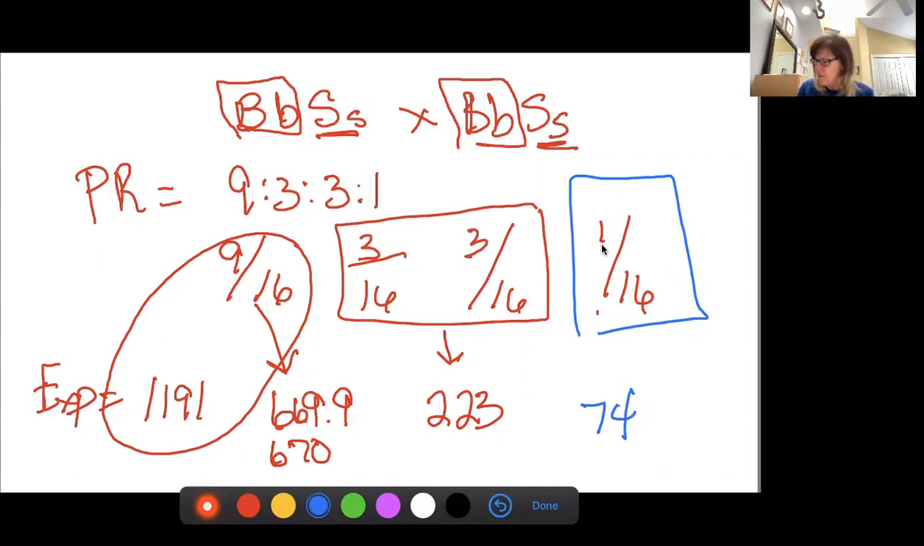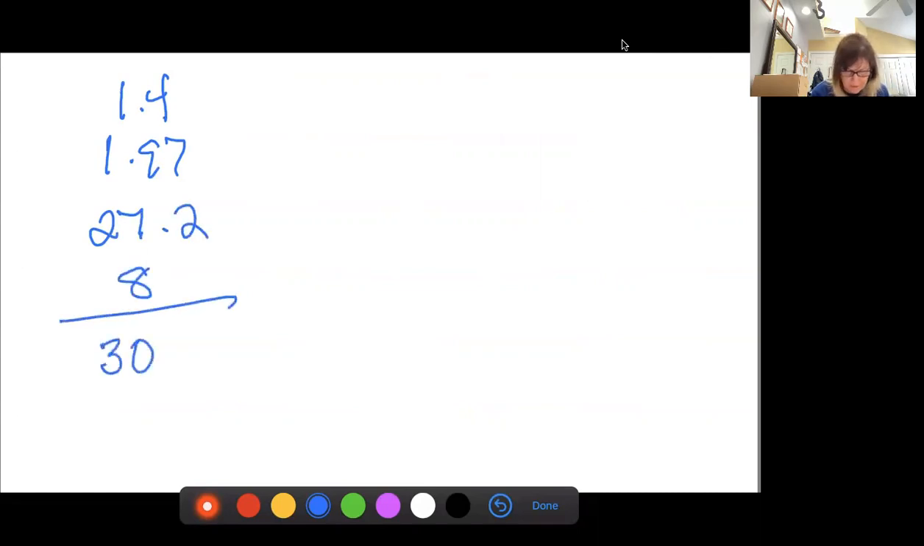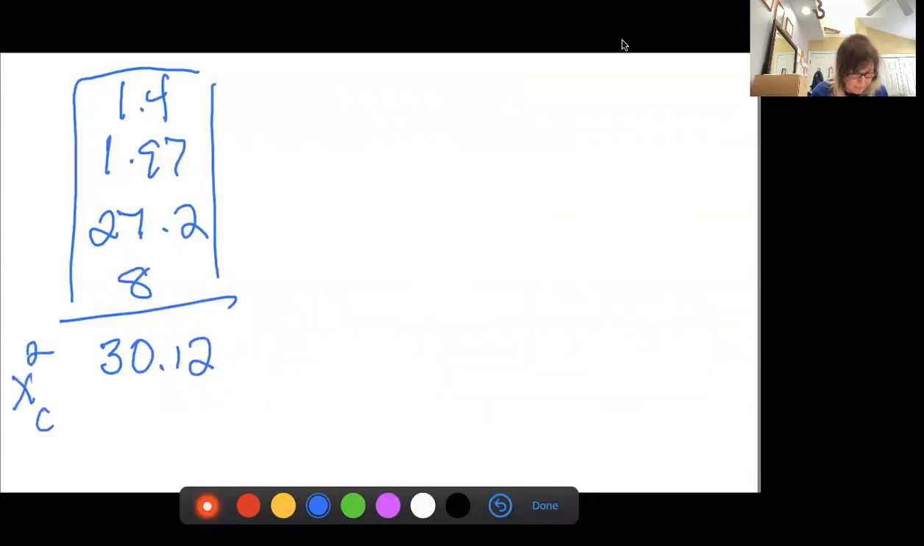Okay. And then you would simply do the math. Remember, you go all the way across your column, and then you get your chi-square value. Let me just do that math. I'm going to pause this for a second and then do the math real fast. Okay, so I did all my plugging and chugging, and in my last column I got 1.4. I got 1.97, and things looked really good until this one, 27.2, and then 8. And then when I added them all up, because that's what you do at the bottom, you add the whole column up, and I got 30.12 as my calculated chi-square.